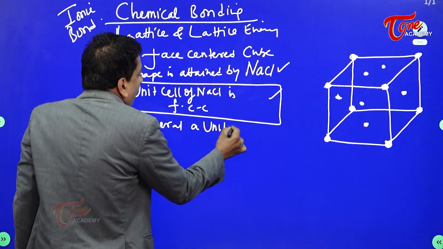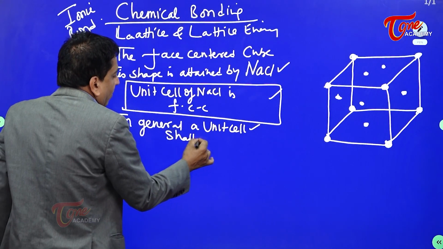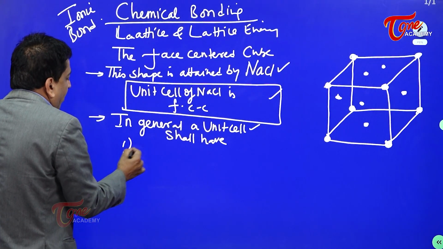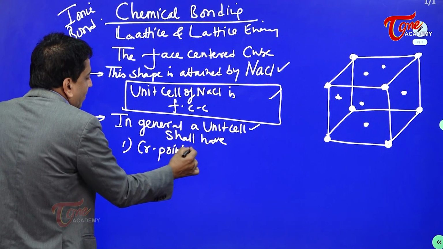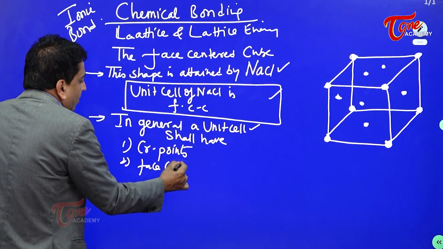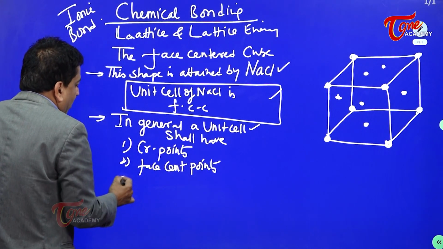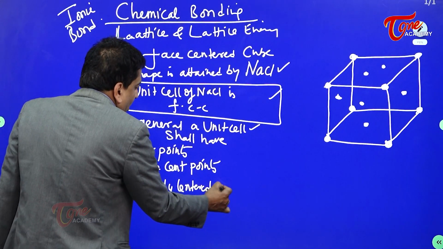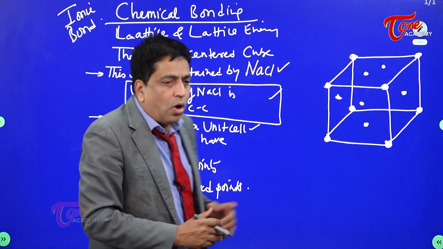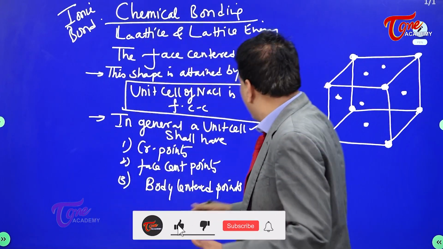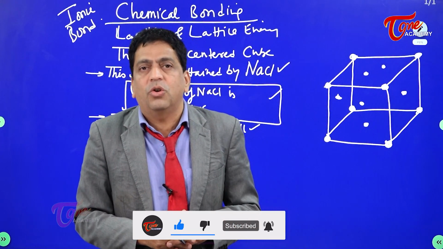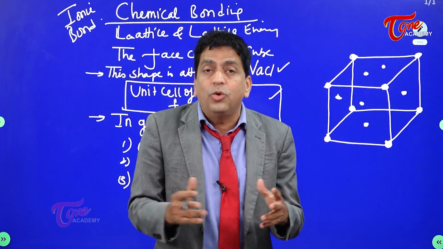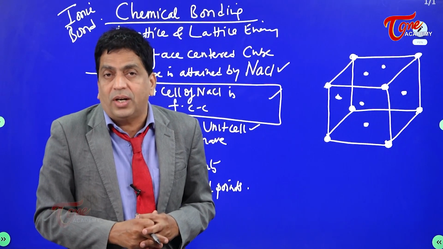So what I will do is remember, in general, a unit cell shall have corner points, face-centered points, and the third, body-centered points. You must understand. So a simple cube will be having corner points, face-centered points, and even body-centered points. You must understand this, right? And if this is the case, then let us see: do these corner points belong to one unit cell, or is there sharing of these corner points? Let us understand this, right?